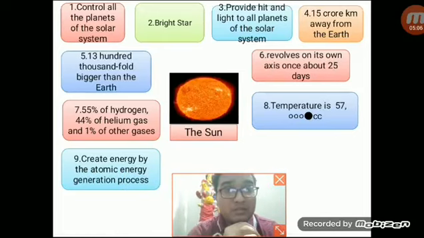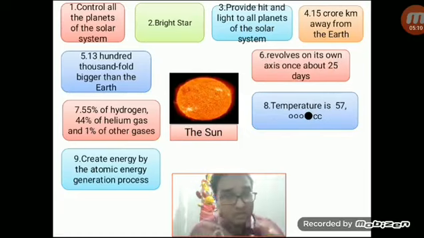Then it creates energy by the atomic energy generation process. Okay, so the sun creates energy by the atomic energy generation process. At first hydrogen turns into helium, then helium turns into energy, and by this process the sun creates energy.